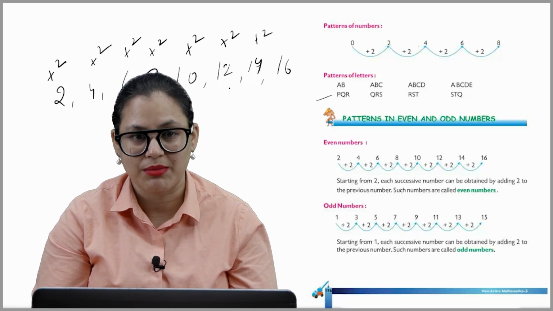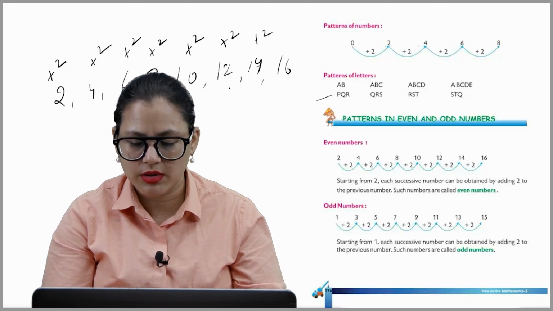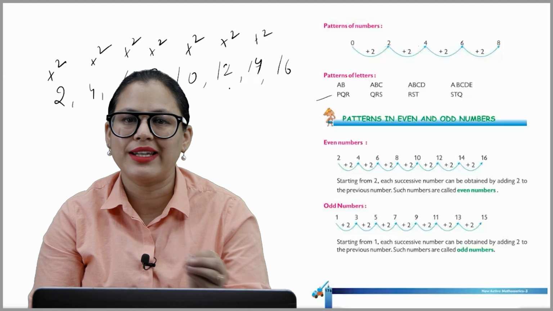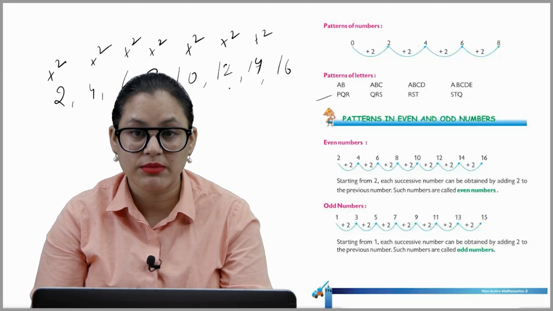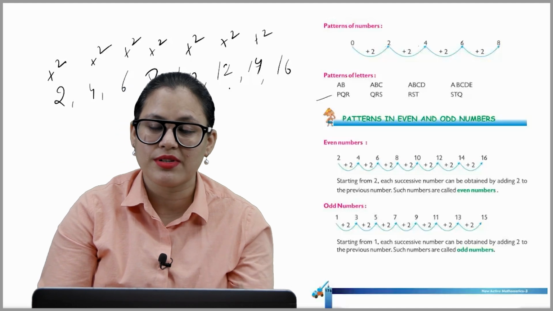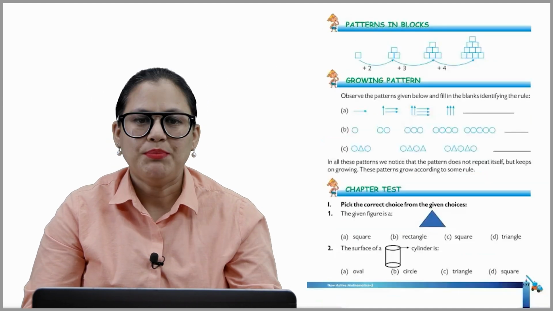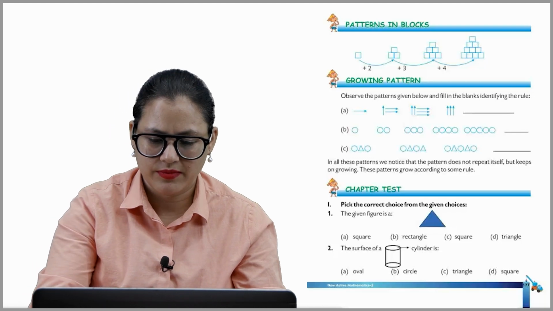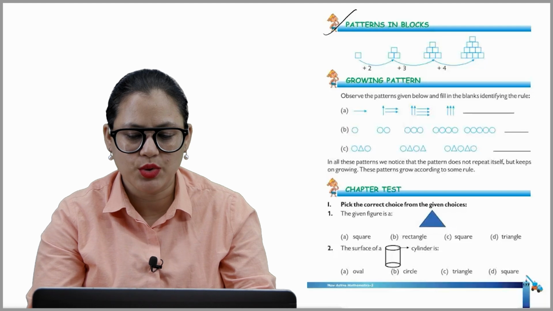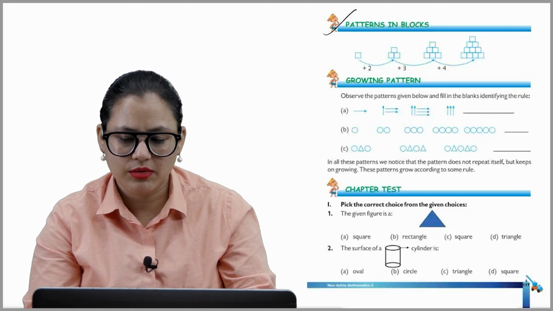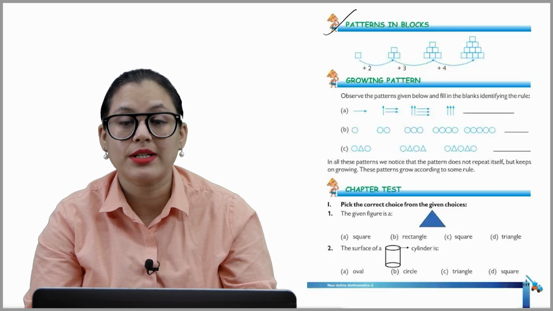So starting from 2, each successive number can be obtained by adding 2 to the previous number. Such numbers are called even numbers. And odd numbers, you know odd numbers, these are the odd numbers 1, 3, 5, 7, 9, 11, 13, 15. Here also starting from 1, each successive number can be obtained by adding 2 to the previous number. Such numbers are called odd numbers. Patterns in blocks. You can see how these blocks are increasing. We have added 2 here, so we got 3, then we added 3 here, we got 6, then we added 4 here, then we got 10 blocks.